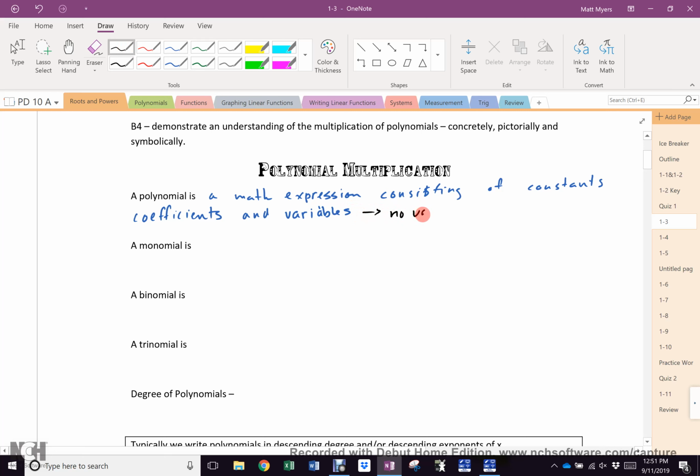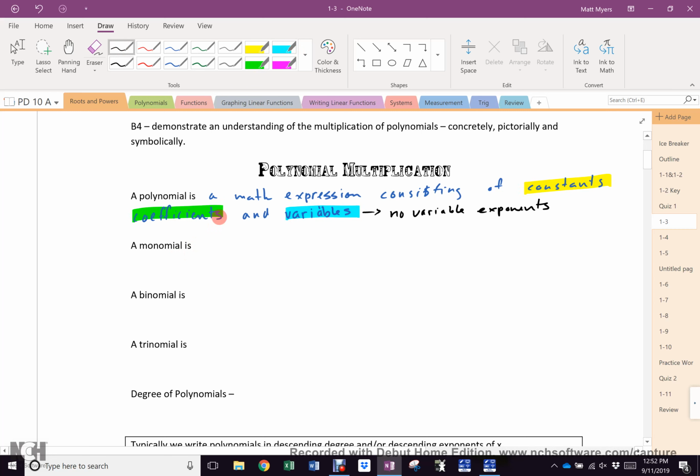No variable exponents. Okay, that's about the only one that matters for you people. If you've got a variable exponent, you don't have a polynomial. Right? All right. Now, I am going to color code this page. Constants will be yellow, coefficients will be green, variables will be blue.